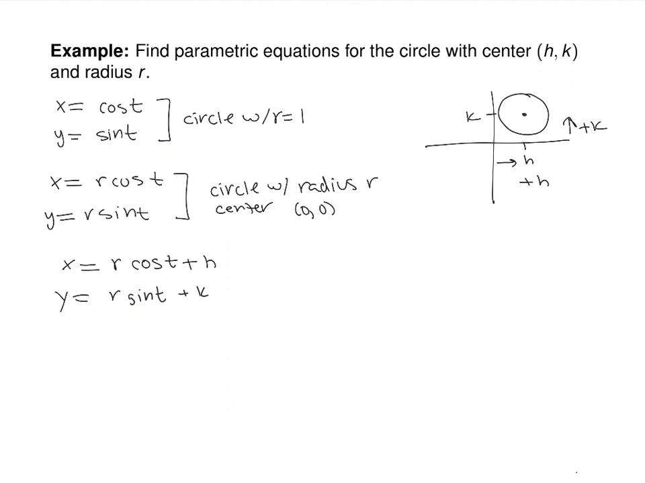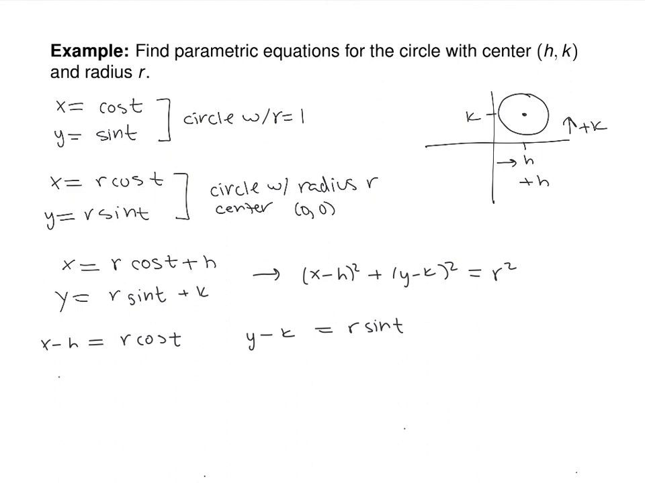Now, another way to convince ourselves that this is correct is to somehow eliminate the parameter and show that this gives us x minus h squared plus y minus k squared equals r squared. And here's how we're going to do that. From the first equation, we have x minus h equals r cosine of t. And we also have that y minus k is equal to r sine t.